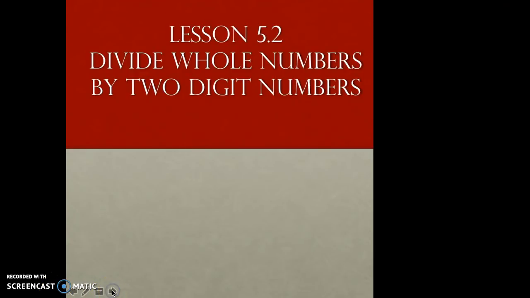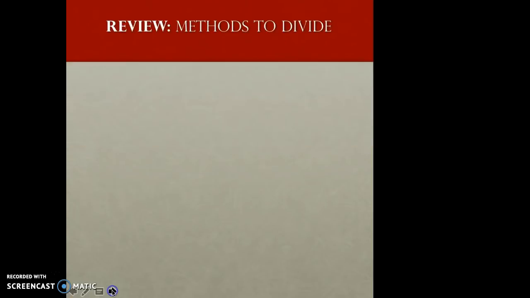Here's your I can statement. I can divide whole numbers by two-digit numbers. We've been using one-digit numbers so far. We're going to start with 2. Get that written down and then continue.